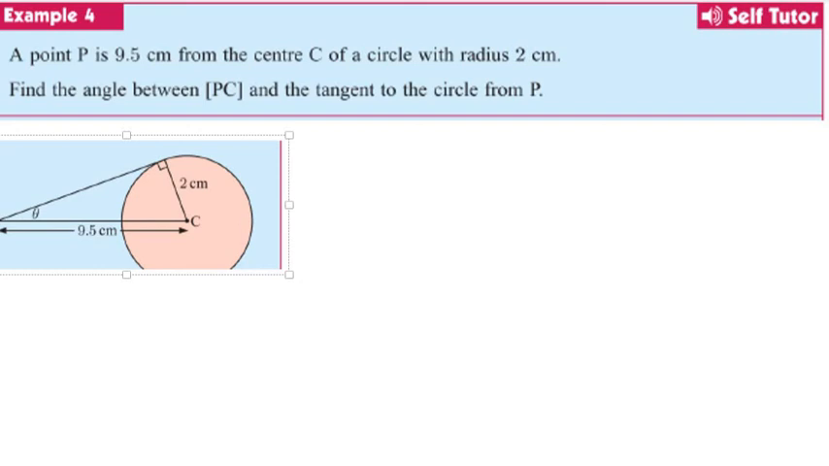Circle theorems. So what we have here is a point P that's 9.5 centimeters from the center of a circle. So that's that bit of information. The circle has a radius of 2. All right, I'll come back to that. We want to find the angle between PC and the tangent. All right, the tangent is this line here that I've just gone over in blue.